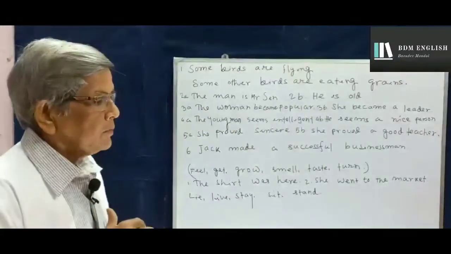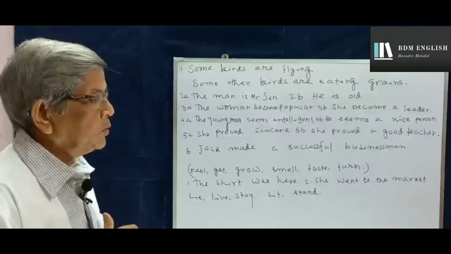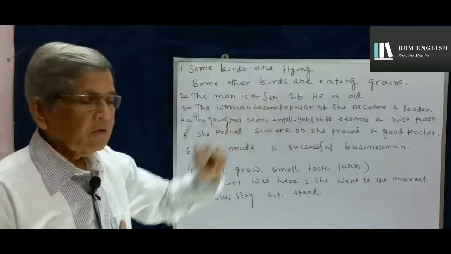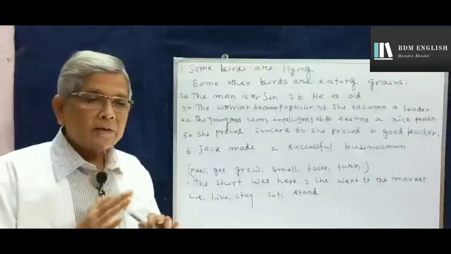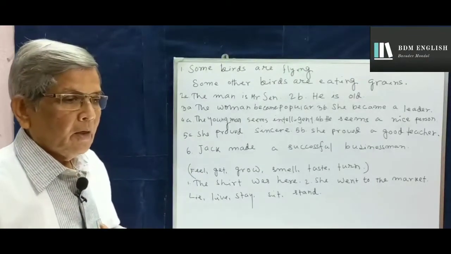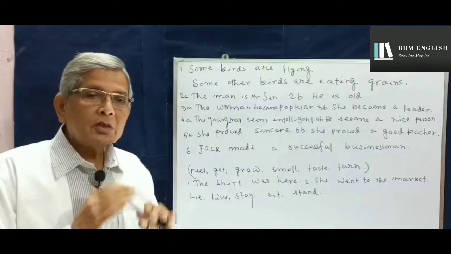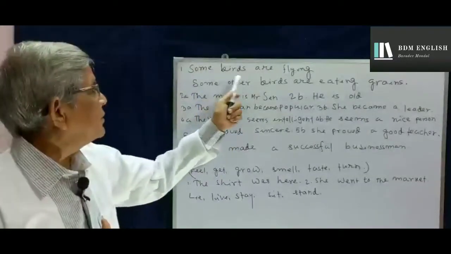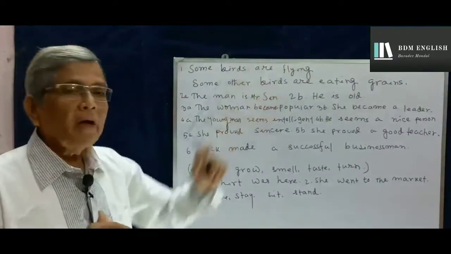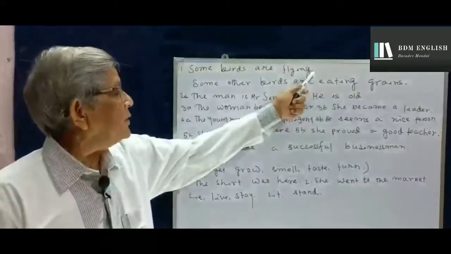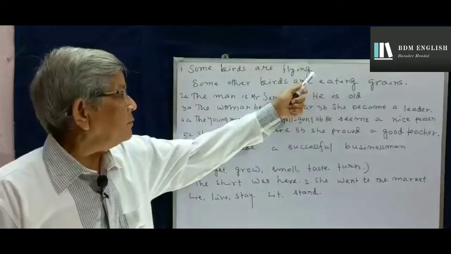We know that verbs are broadly divided into two categories: intransitive verbs and transitive verbs. An intransitive verb does not take an object. An intransitive verb does not require an object, as in sentence number 1, some birds are flying. To fly is an intransitive verb. So we can complete the predicate here, the minimum length of the predicate.